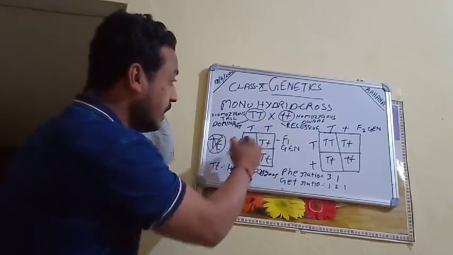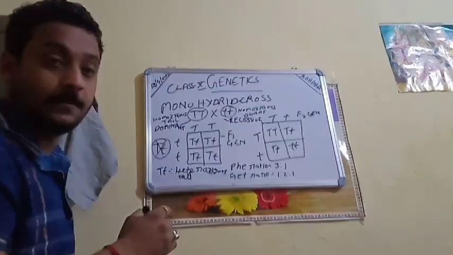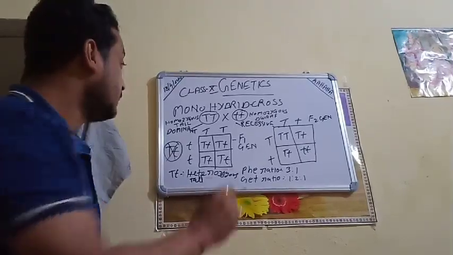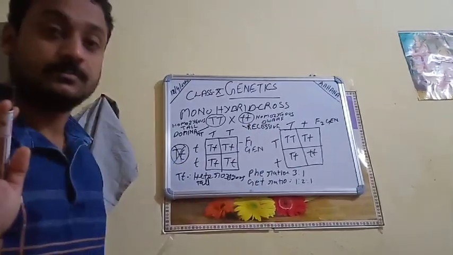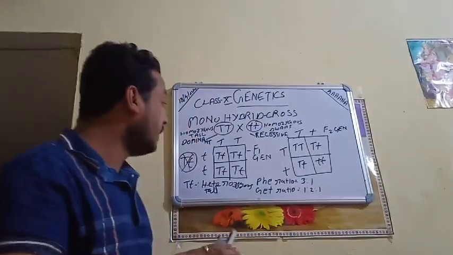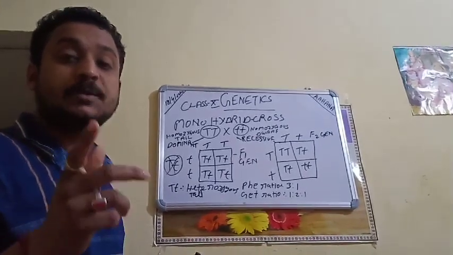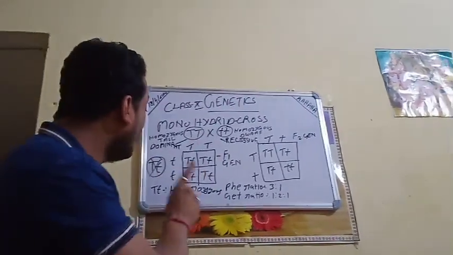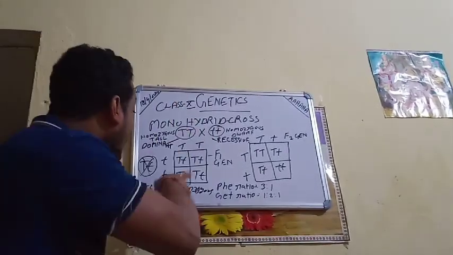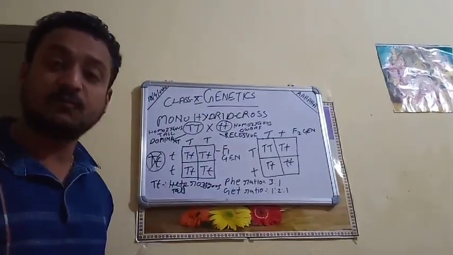Two parents I have taken, one at the top and another at the left side, and then just multiplied. Capital T small t, capital T small t, capital T small t, capital T small t. This is how the F1 generation ends. Next, F2 generation. What is the definition of F2 generation? F2 generation simply means the cross between the progenies obtained from the F1 generation. From the F1 generation we obtained 4 progenies, capital T small t.